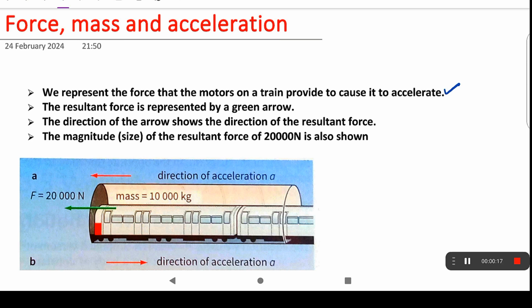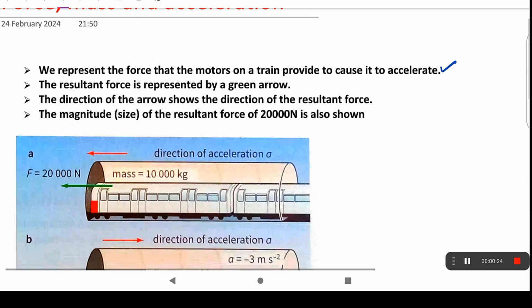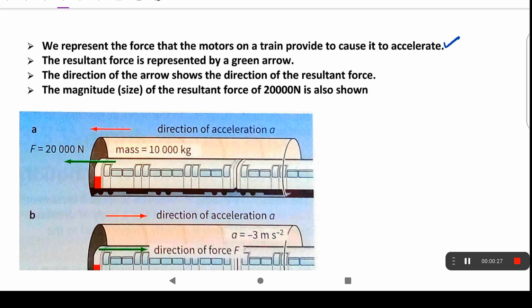We represent the force that the motors on a train provide to cause it to accelerate. There is a train shown in the figure, representing a force, that is, a resultant force. The second point shows the resultant force is represented by the green arrow. This green arrow shows how much the resultant force is. That is 20,000 Newton.